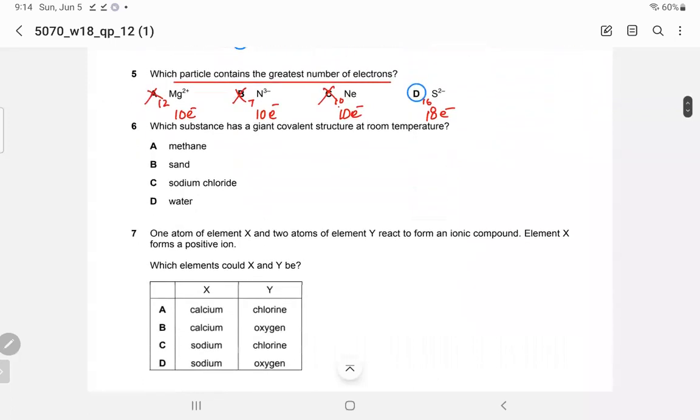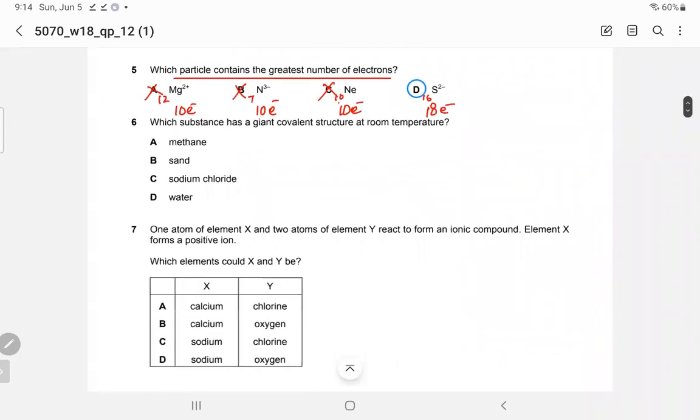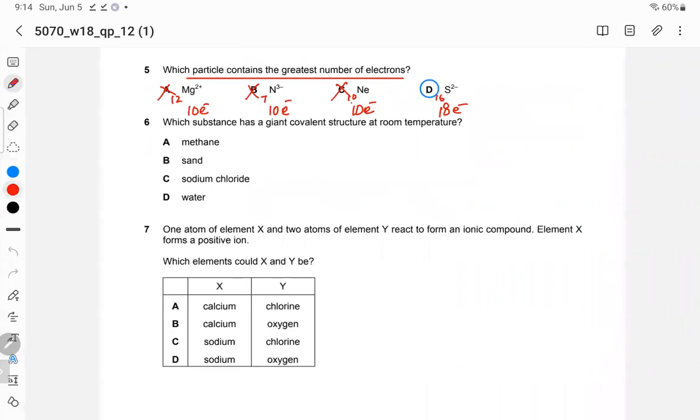So we have completed till question number 5. Now we will proceed with question number 6.